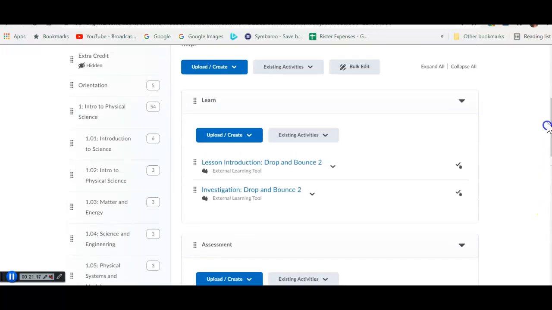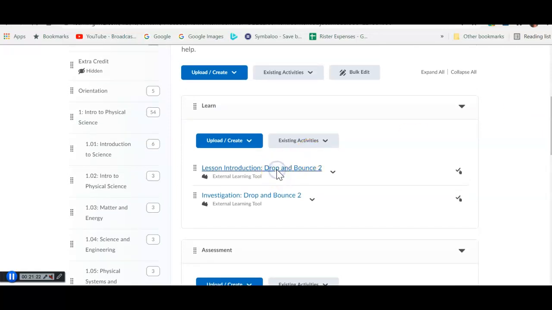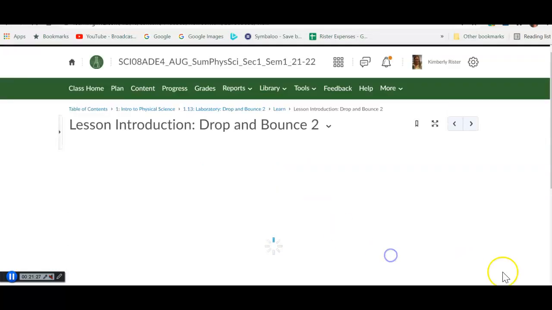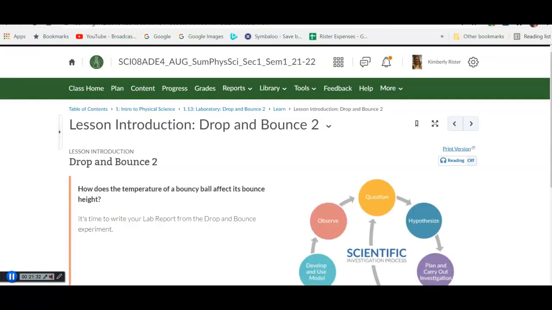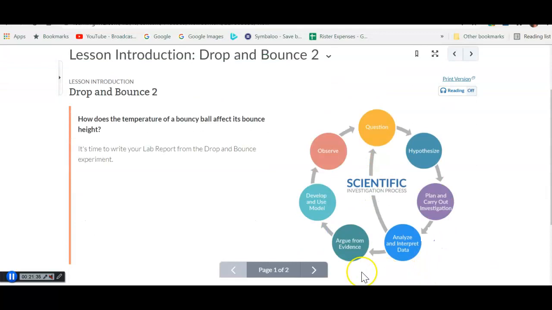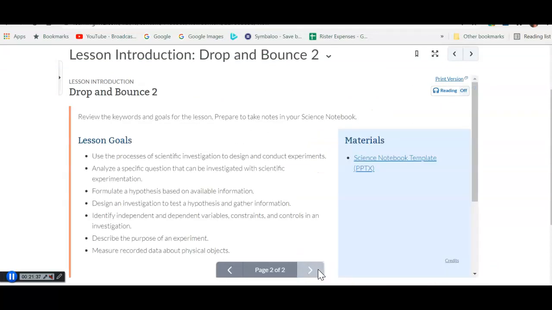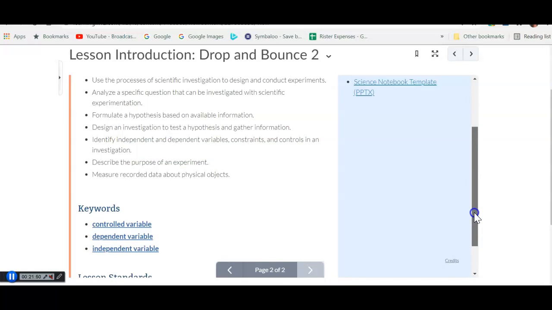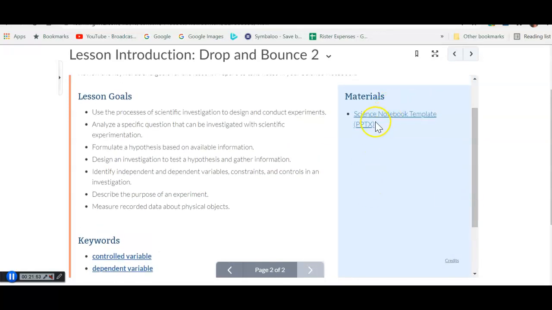And there's only a couple of slides here. So 1.13 does not really even have guiding questions. So the intro here is just reminding you, you've seen this slide, this was the intro slide of the experiment. And then it reminds you of the goals and your template there. It has the same control, dependent, and independent variable. And then remember, you probably don't need a science notebook template.